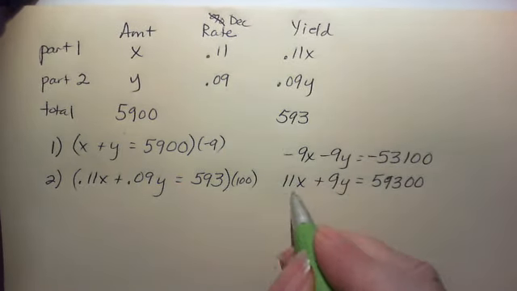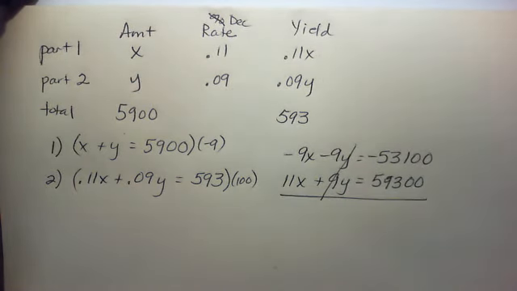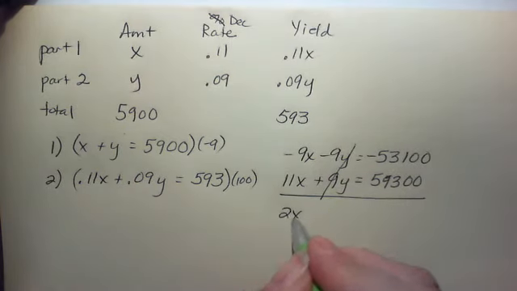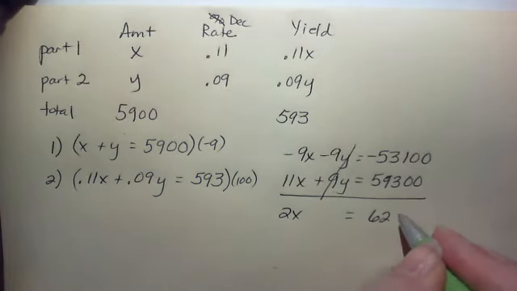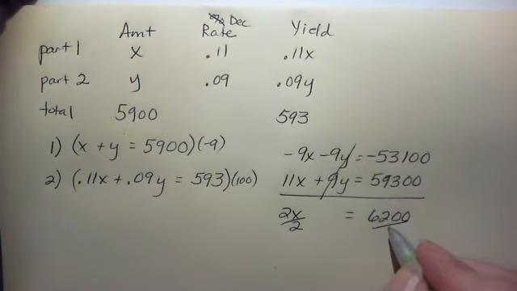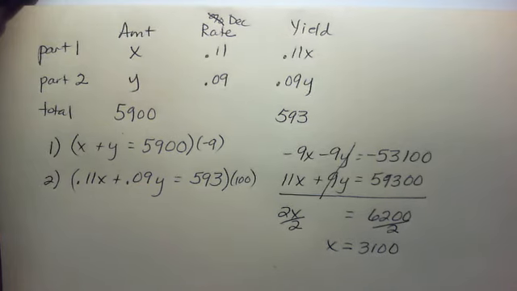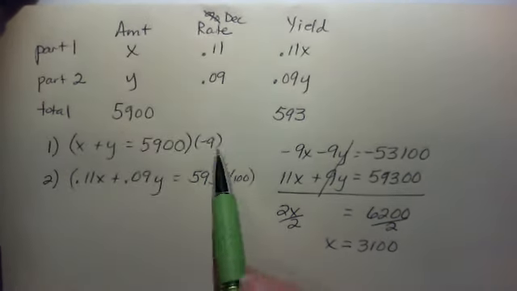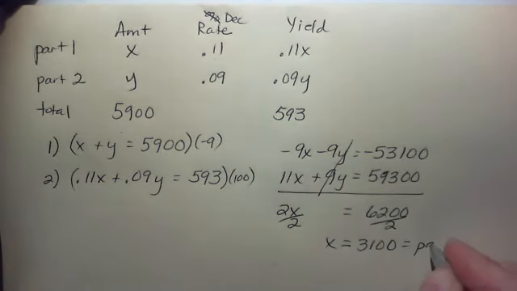Now we can add the new versions here of 1 and 2 to eliminate y. We total the x columns. That gives us 2x. We total the constant column. Use your calculator on that. Should give you 6,200. Then we want to divide by 2 here and here to give us x is equal to 3,100. And let's go ahead and say, what did we say x stood for? It's part 1, which was invested at 11%. So we could say that's the part at 11%.